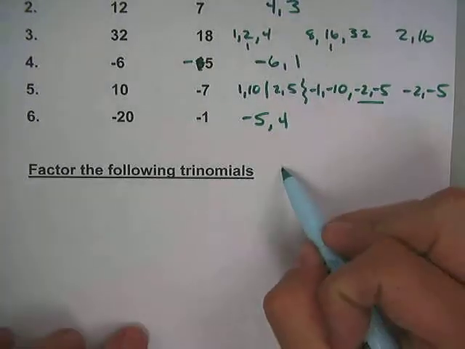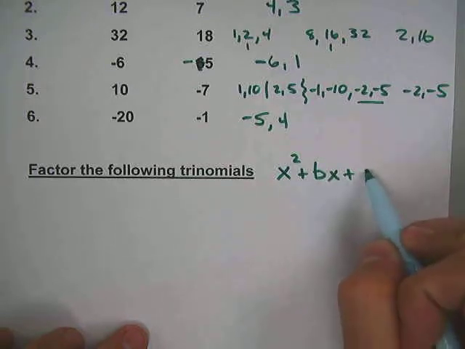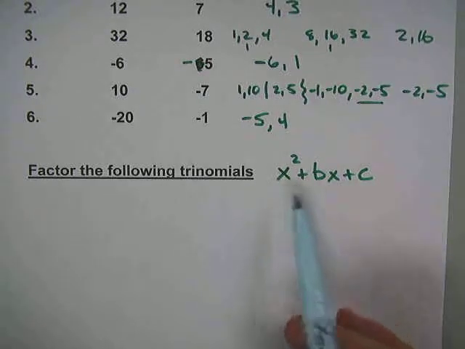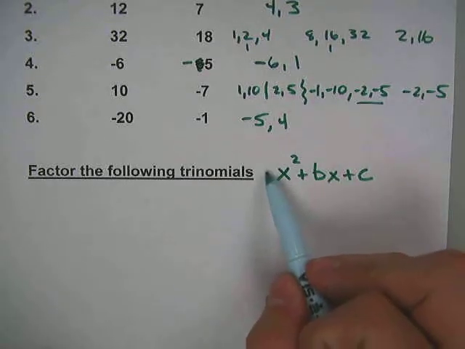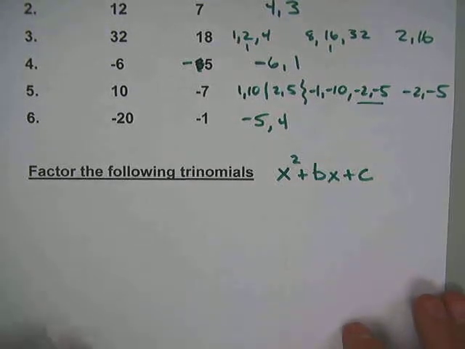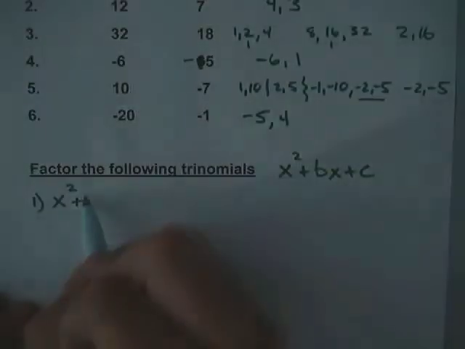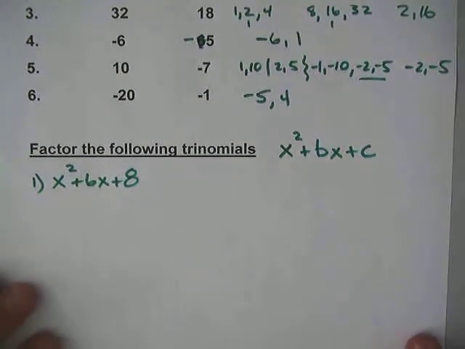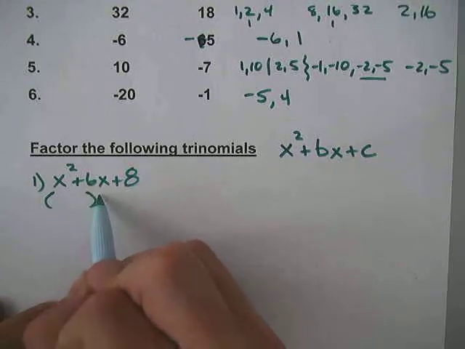Now, when I say factor trinomials, we're going to talk about how to factor trinomials that look like this. X squared plus bx plus c. Okay, this is a trinomial. It has a lead coefficient of 1. We're going to talk about those. There are other ones where there is a lead coefficient, but that's going to be for a later time. So we're going to start out with these. So, for instance, x squared plus 6x plus 8. Okay, there's a trinomial. So, what we're going to do is this.